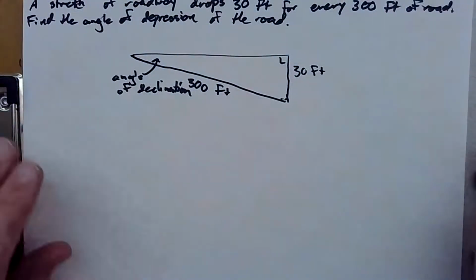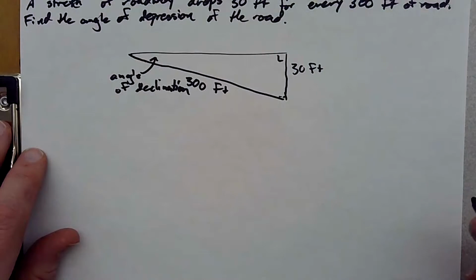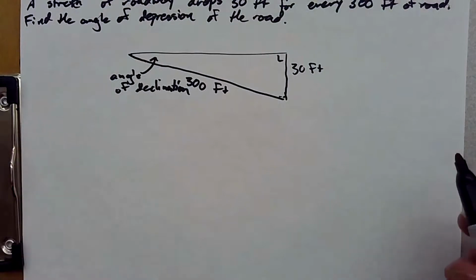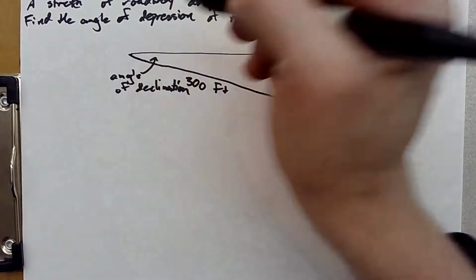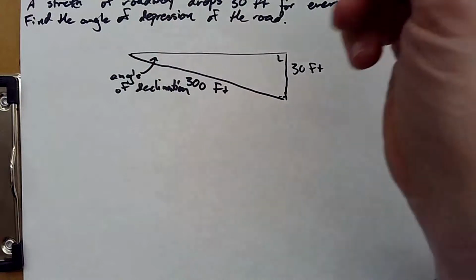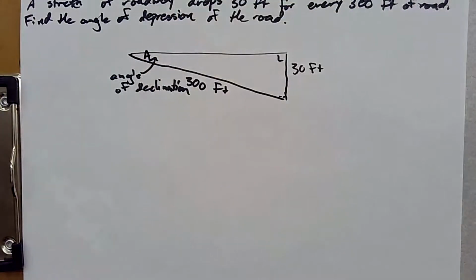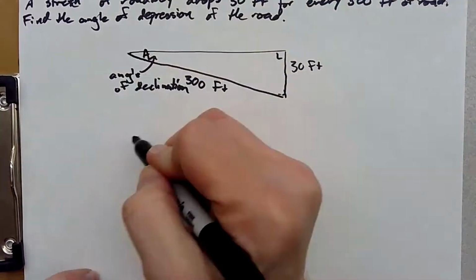A stretch of roadway drops 30 feet for every 300 feet of road. Find the angle of depression of the road. Okay, here is our angle of depression A, or angle of declination, angle of depression, they're the same thing. We want to find the value of A when we know that the opposite side is 30 feet and the hypotenuse is 300 feet.